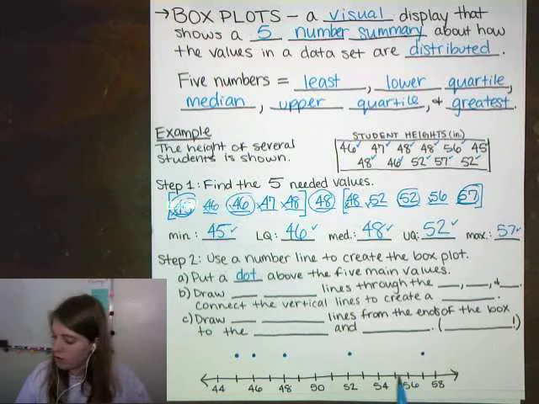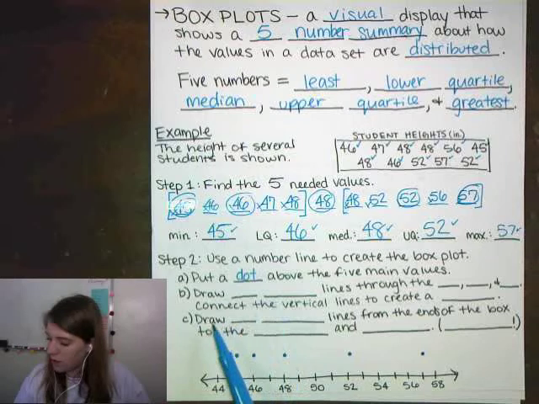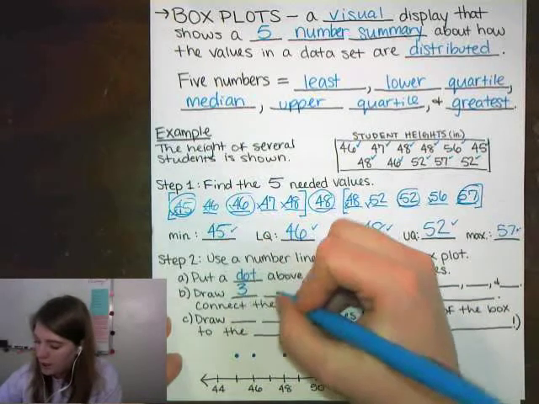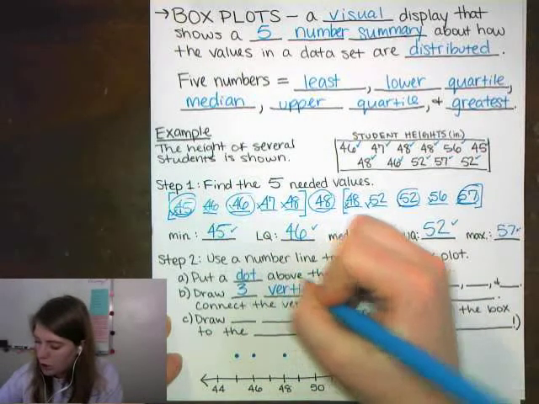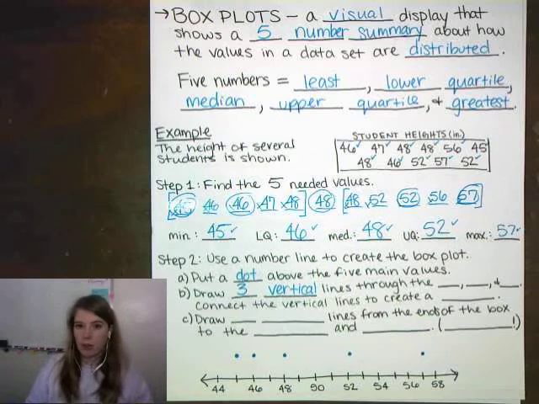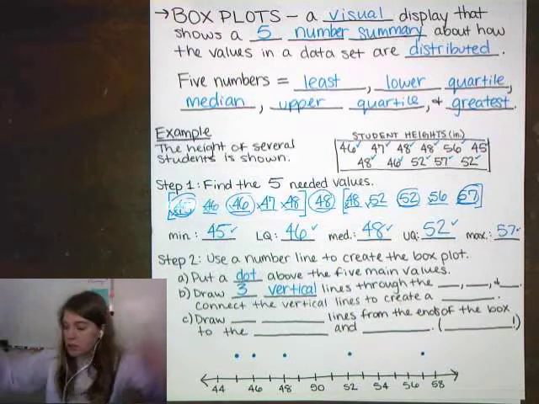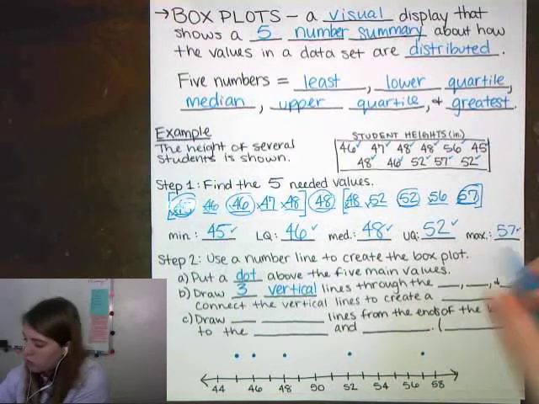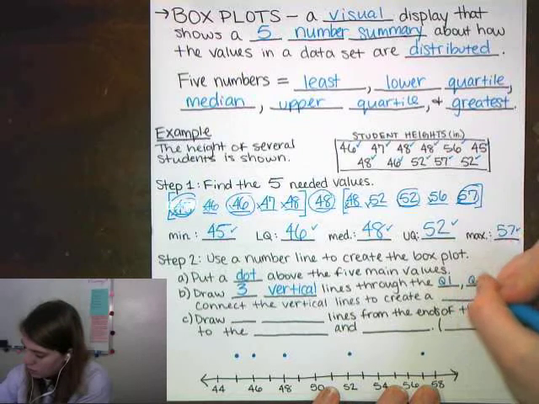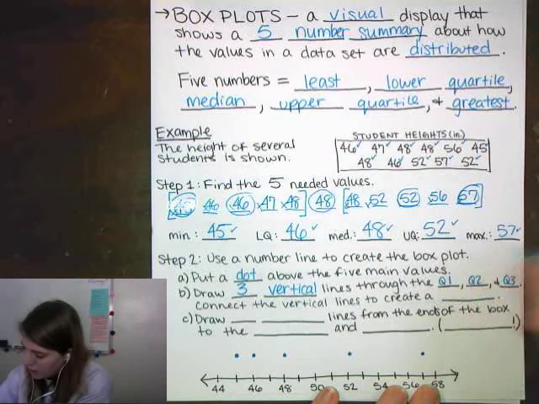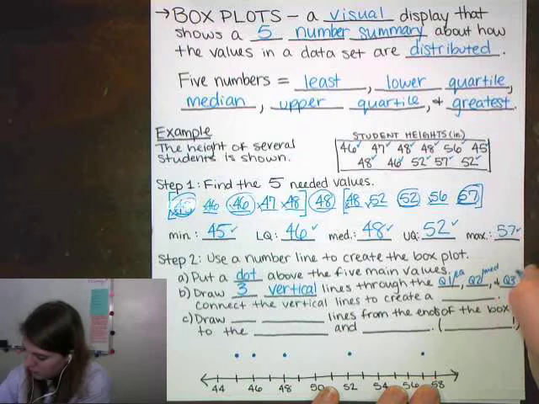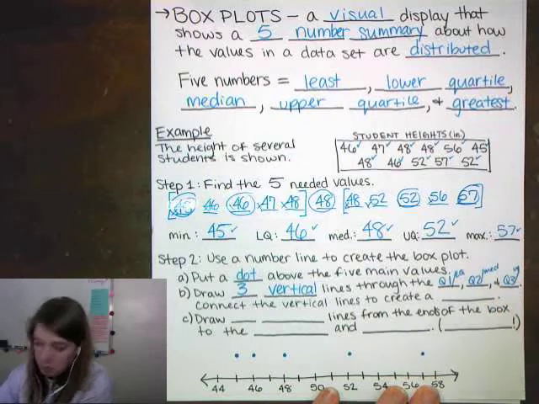Those five main summary values. So the next thing, we are going to draw three vertical lines. Remember, vertical is up and down, vertical is the y-axis. So vertical lines through the Q1, Q2, Q3, or if you want to say the lower quartile, the median, and the upper quartile.